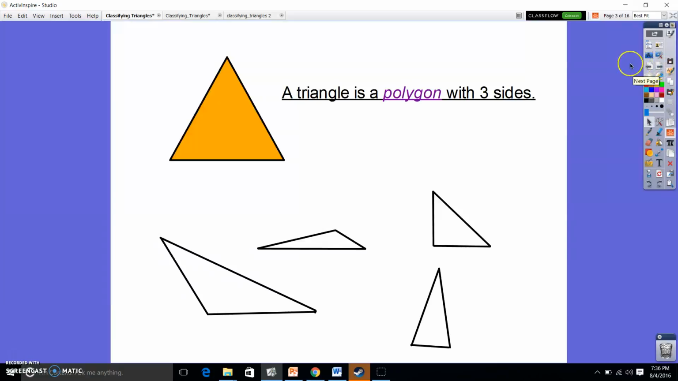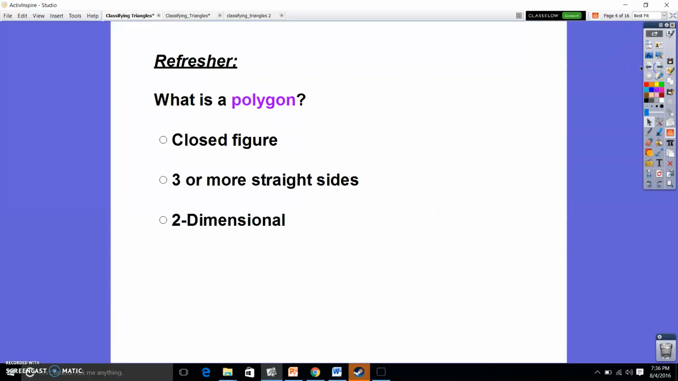A triangle is a polygon with three sides. As a refresher, a polygon must be a closed figure, have three or more straight sides, and be two-dimensional, meaning that it has to be flat.